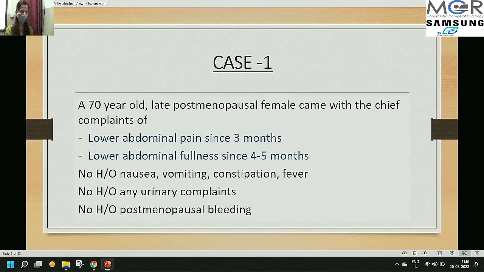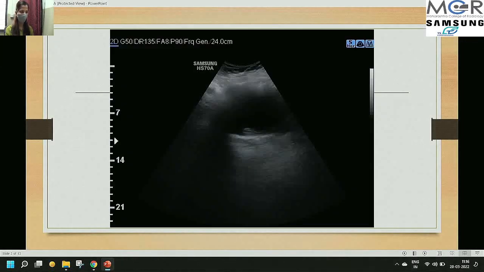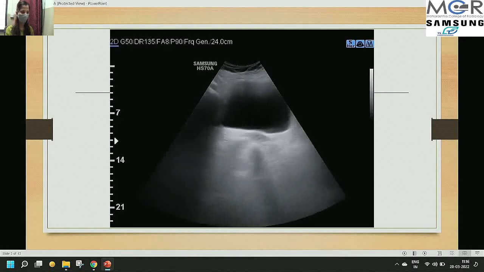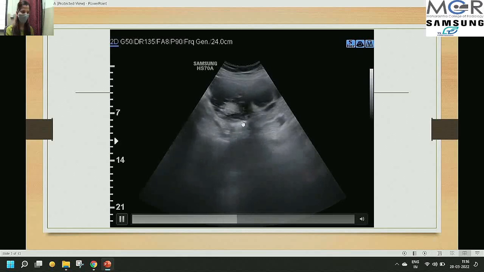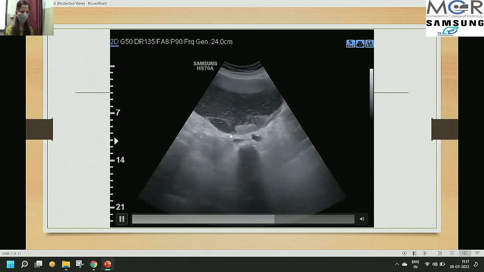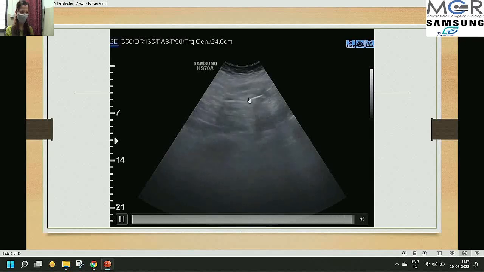No history of nausea, vomiting, constipation, fever was present. No history of any urinary complaints. No history of any postmenopausal bleeding was present. The abdomen is distended. Here we can see a large unilocular, predominantly cystic lesion with multiple septas and peripheral solid component within.